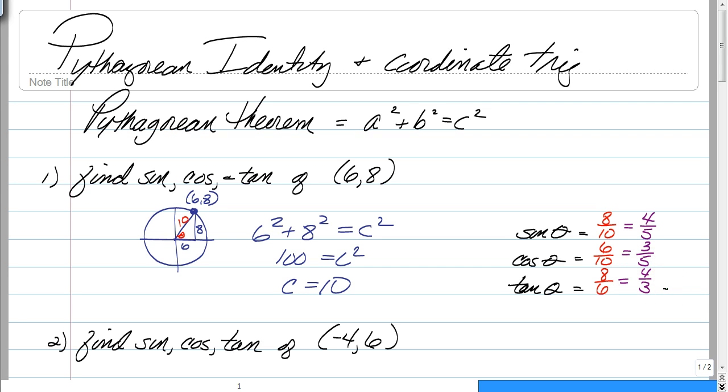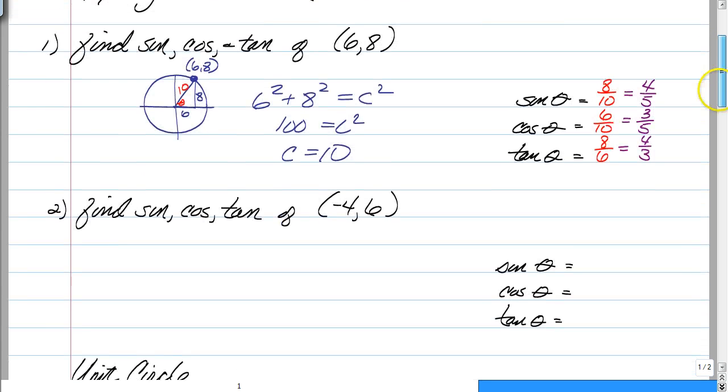Now you always want to leave these in exact answers. I do not want any decimals. Since you're using the Pythagorean theorem, there is a chance that a radical will come into play, but that'll be up to you to take care of. Okay? So here's an example for you to try. Pause the video, give it a try.